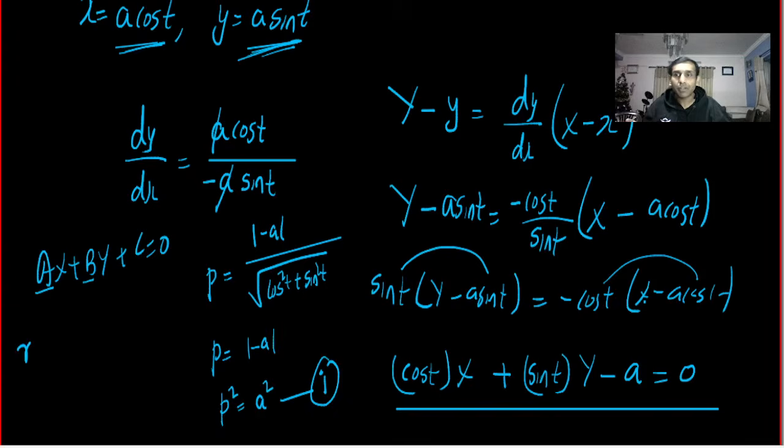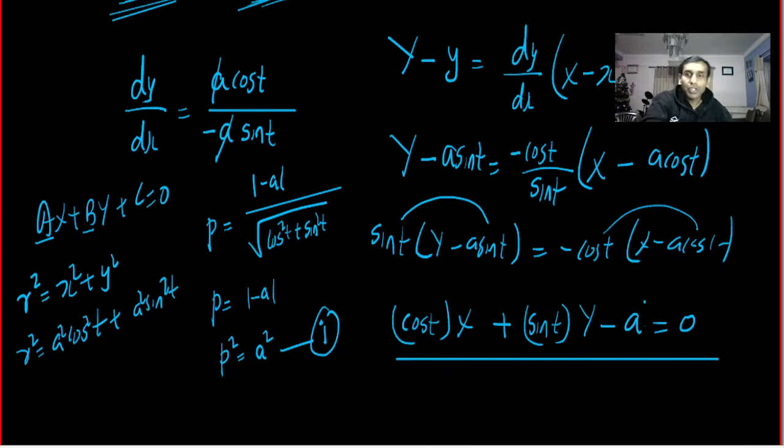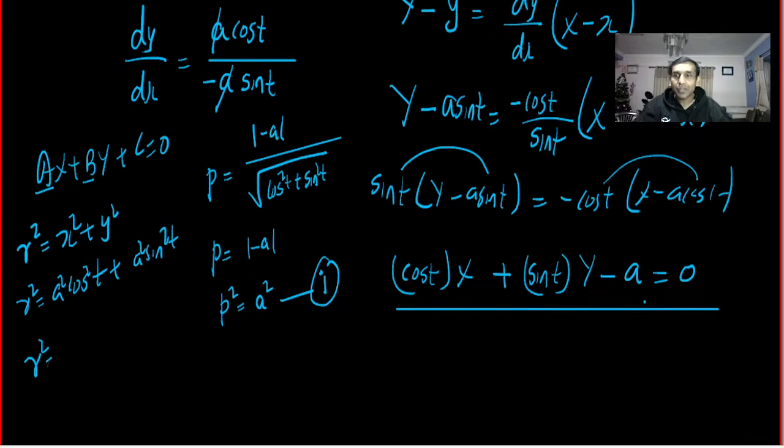Now r. What's the formula for r? R square equal to x square plus y square. Come on, we know the parametric form. So r square equal to a square cos square t plus a square sine square t. A square comes common. So r square equal to a square, equation number 2.